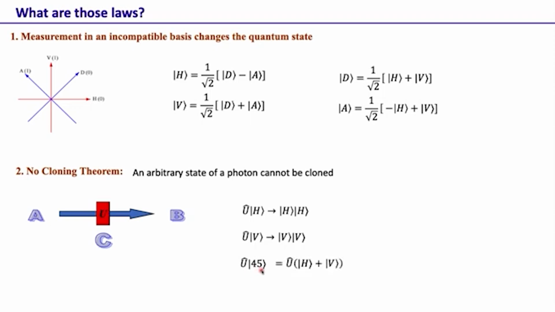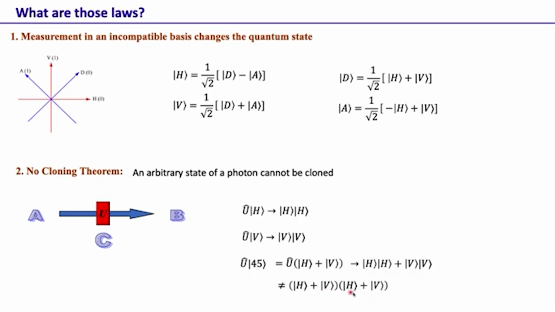So this 45-degree polarized photon we can write as H plus V. Now we know U acting on H gives us two horizontally polarized photons, U acting on V gives us two vertically polarized photons. So we will get HH plus VV. But this HH plus VV is not what we intended, because HH plus VV is not equal to (H plus V) and (H plus V), because that's a 45 and that's a 45.